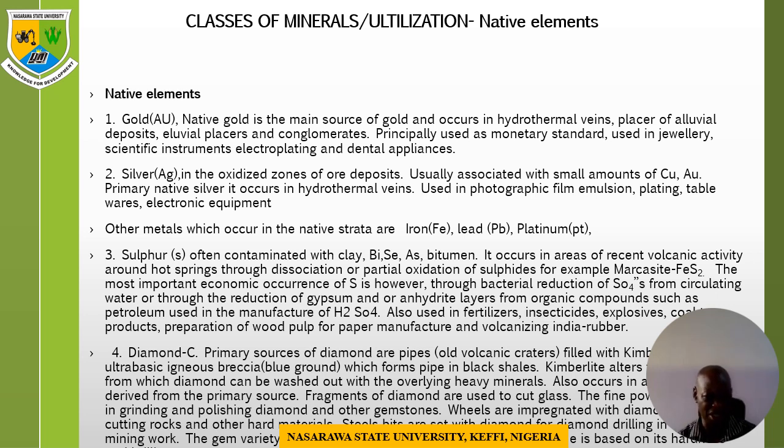Diamond, which is C. The primary sources of diamond are pipes, old volcanic rock filled with kimberlite or igneous breccia, blue ground, which forms pipe blocks. Diamonds from kimberlite can be washed out with the overlying heavy material, also occurring in derived form from the primary source. Fragments of diamond are used to cut glass. The fine are used in grinding and polishing diamond and other gemstones. Wheels are impregnated with diamond, as are cutting rods and other hard materials. Steel bars are set with diamond for diamond drilling in mining work.